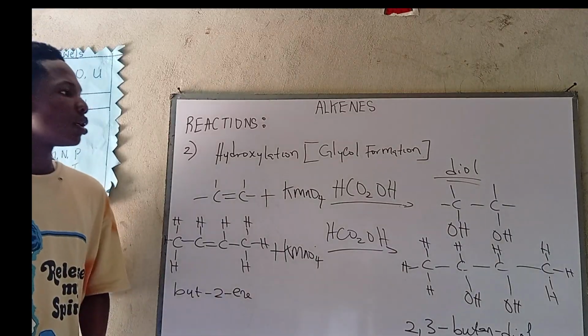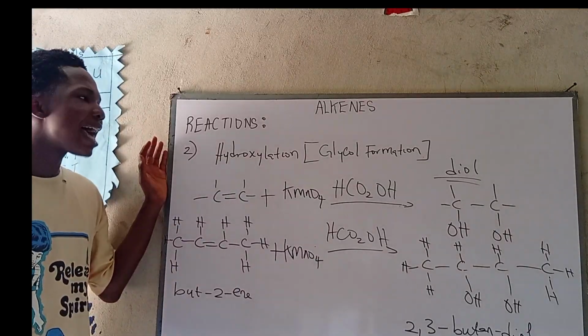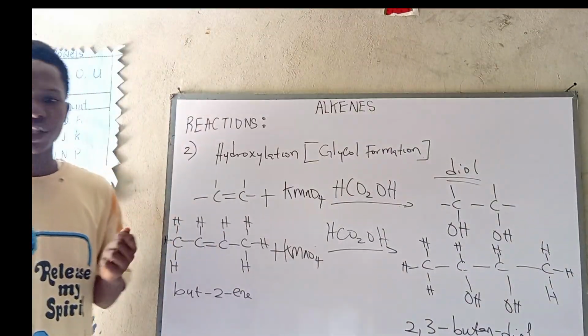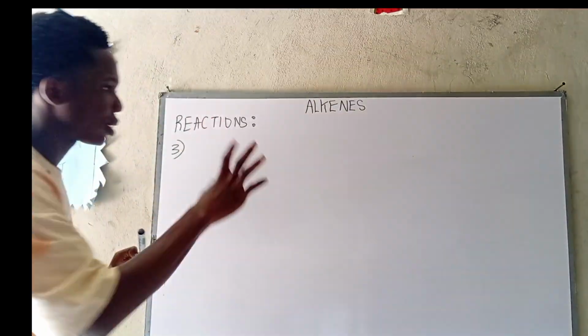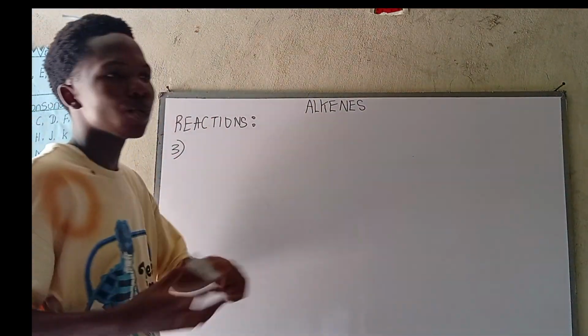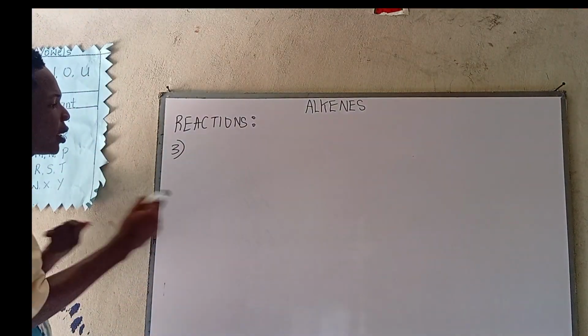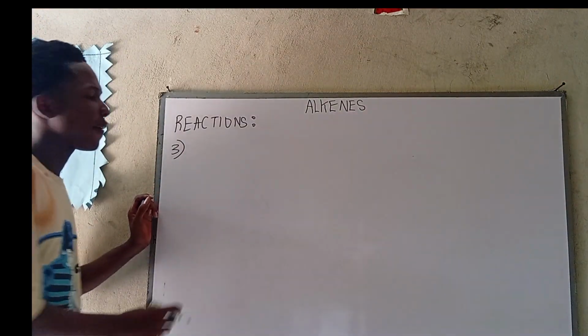Okay. So now we are done with what? Hydroxylation, also known as what? Glycol formation. Alright, this one is kind of simple though. It's more like the other one, but it's a slight difference. Okay. So now another reaction of alkenes is what?